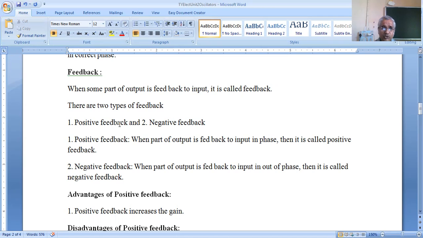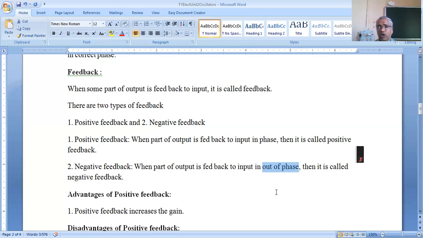So what is positive feedback? When some part of output is fed back to input in phase, it is called positive feedback. What is negative feedback? Positive feedback means the feedback signal mixes with the input signal in the same direction. So negative feedback is when part of output is fed back to the input out of phase. This is important, out of phase. When some part of output is fed back to input out of phase, it is called negative feedback.